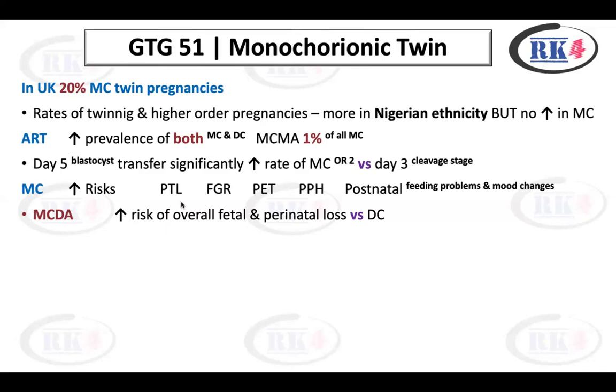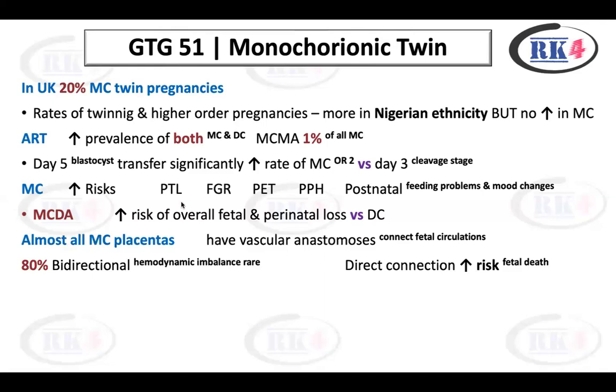Monochorionic pregnancy is associated with increased risk of preterm labor, growth restriction, preeclampsia, postpartum hemorrhage, postnatal feeding problems, and mood changes. And overall, if you compare monochorionic pregnancy with dichorionic pregnancy, it has increased risks of fetal and perinatal loss.